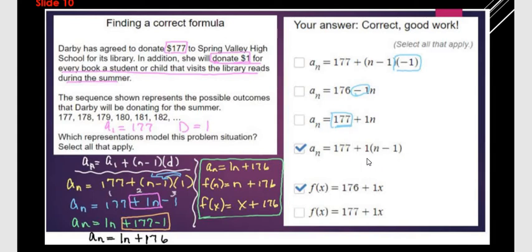This one is set up correctly, and this one is right here. Now, this is also set up correctly, and you will find it right here. It doesn't matter if you put 176 first and then the 1x, or put x first and then the 176. It is the same thing. It's the commutative property of addition. It's like 1 plus 3 is the same thing as saying 3 plus 1. And then when I look at this, this is wrong. You're going to subtract 1 from 177 and come up with the 176.